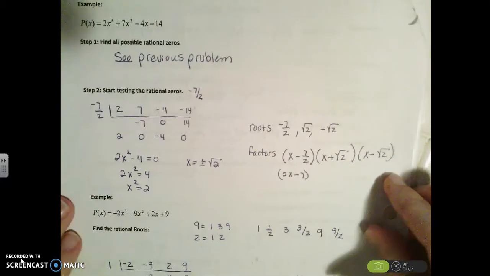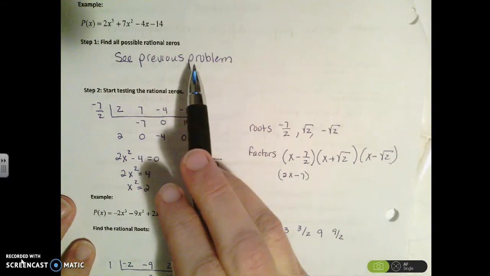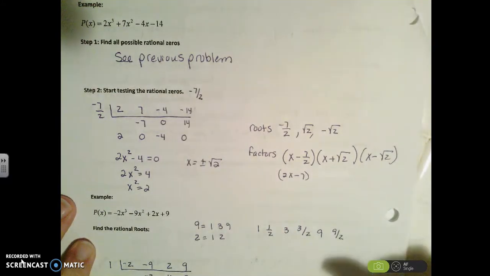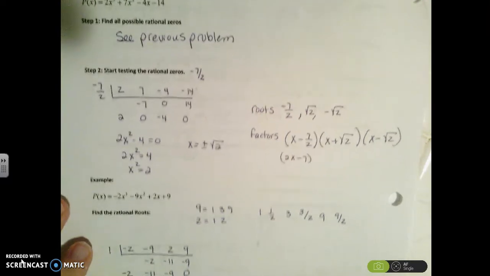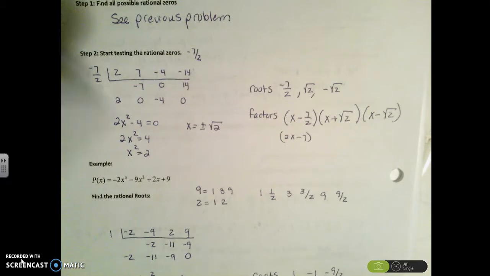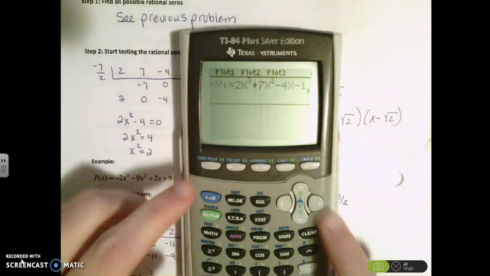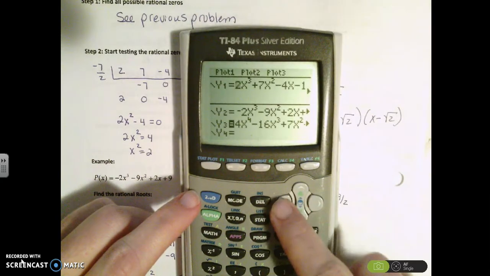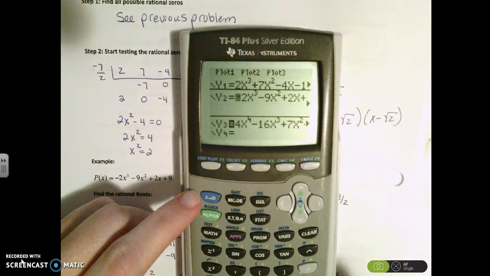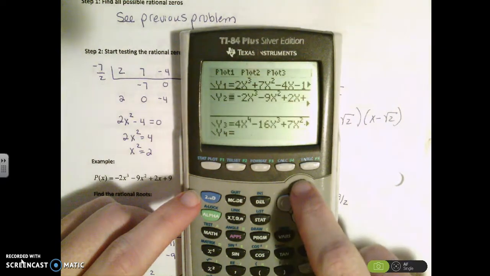On the next example, you'll see we're taking that information. On this example in the back, it says find all the rational roots. Well, we did that on the previous problem. Now it says start doing synthetic division or start testing them. I'm going to save y'all a little bit of effort here. We're going to look at our calculators, and I've got 3 functions in here, so I have to take this one out and put this one in.